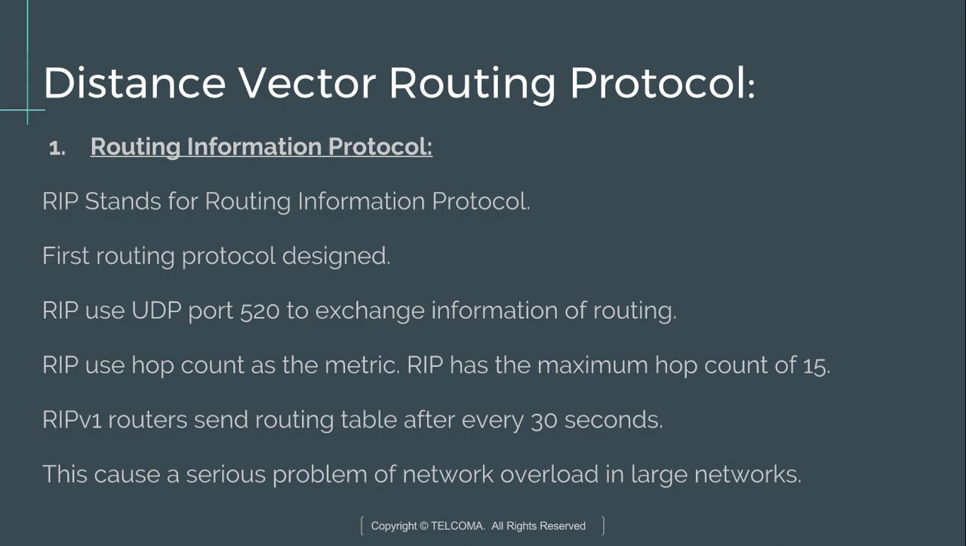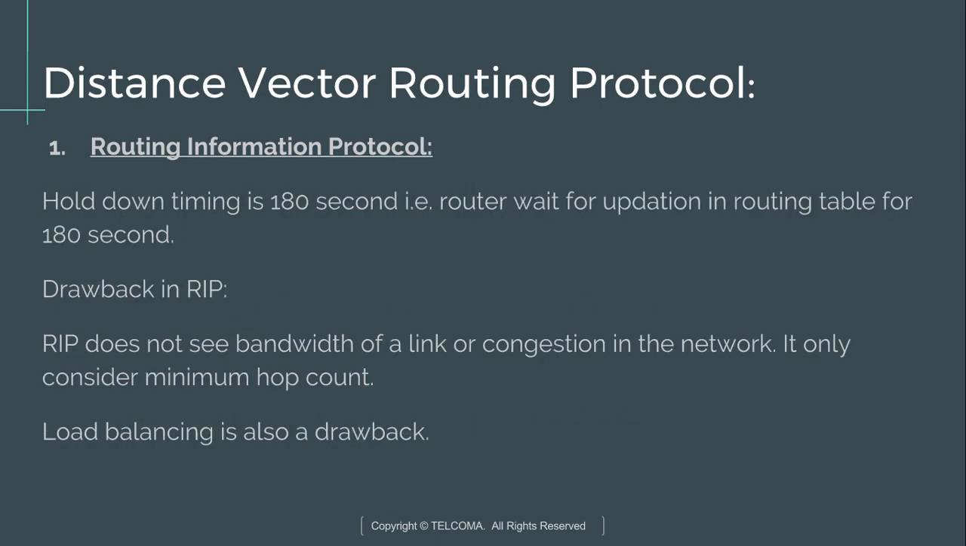RIP has a maximum hop count of 15. It means it only sends the packet from source to destination if there are at most 15 intermediate devices between them. RIP version 1 routers send the routing table every 30 seconds, meaning every router in RIP version 1 sends its routing table in the network after every 30 seconds, whether or not there is an update. This causes a serious problem of network overloading in large networks.